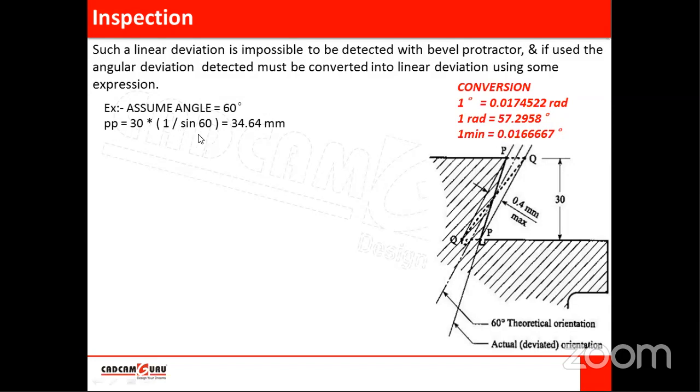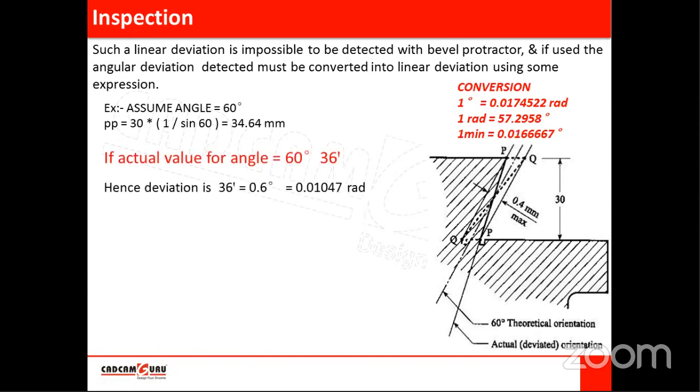Nothing different in this. There is a right angle triangle, and you can take the sine of this angle and you will get the formula. So using that, PP is calculated. PP is 30 of this height multiplied by 1 upon 60. So this answer is 34.64. Okay. So the length of PP is 34.64.